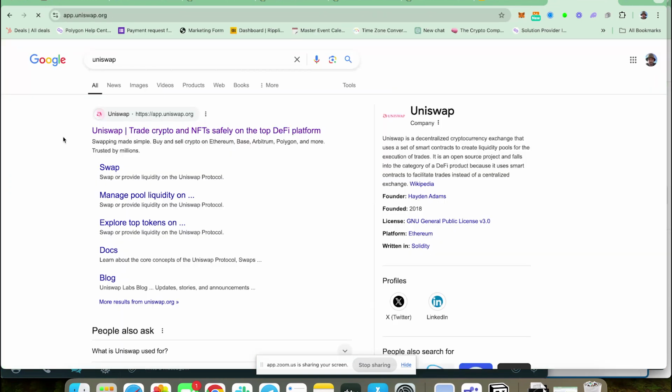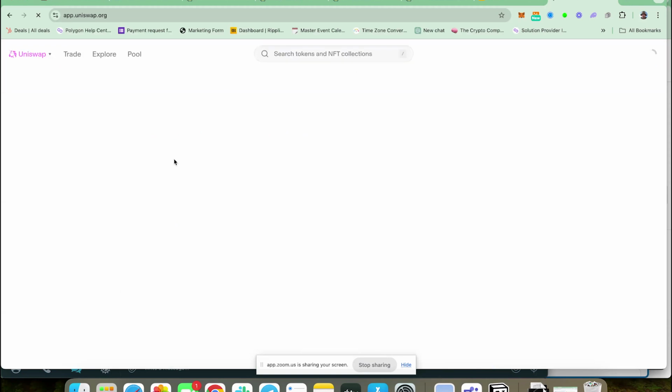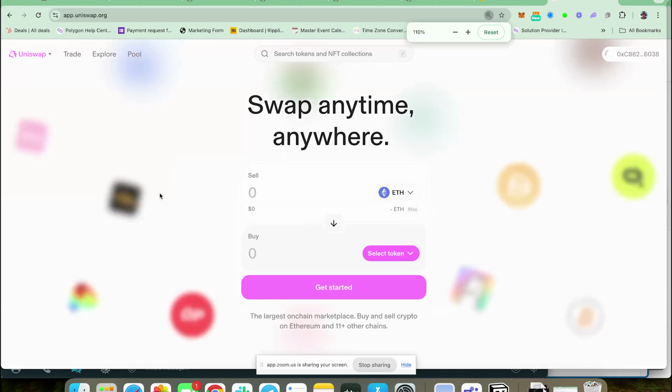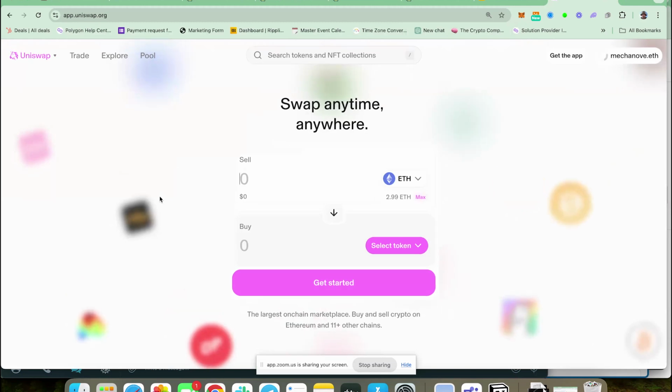So Uniswap, okay, and I will show you here. Uniswap is basically a decentralized exchange. So what does this mean? This means that it's a place where you can swap tokens from any type of asset that lives on any chain to any type of asset that lives on any other chain. Okay, so I will explain that in a bit.